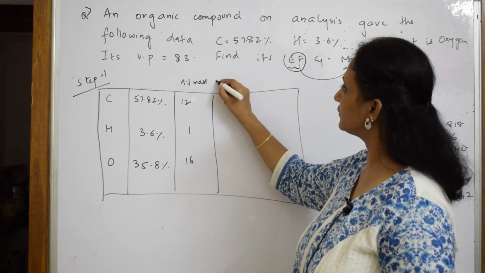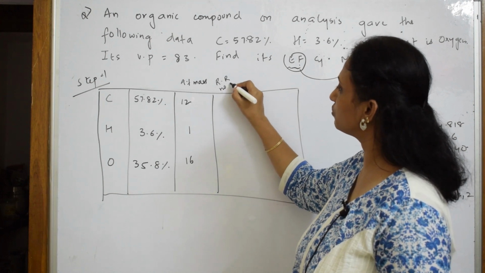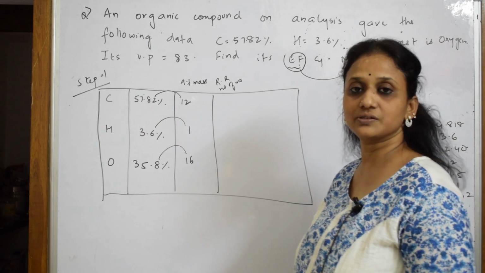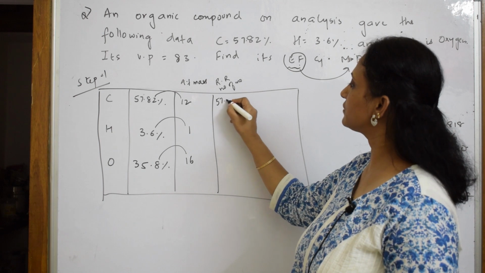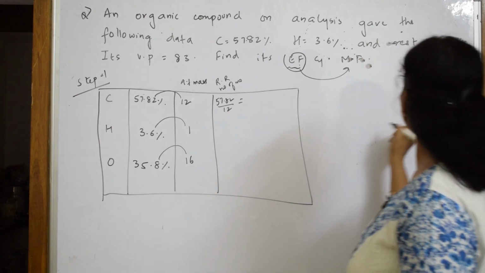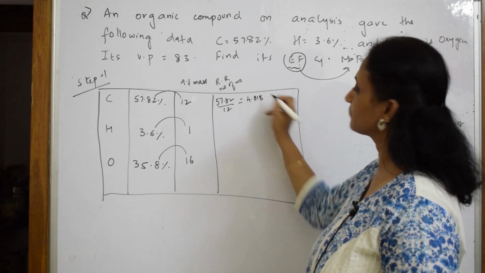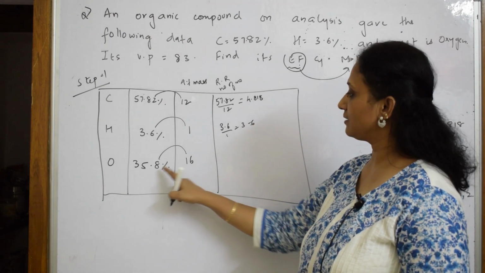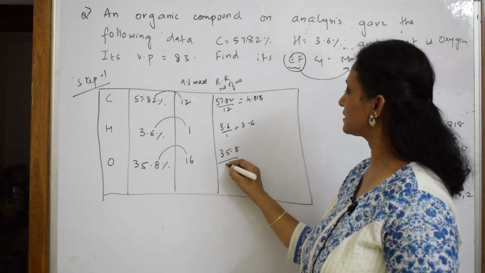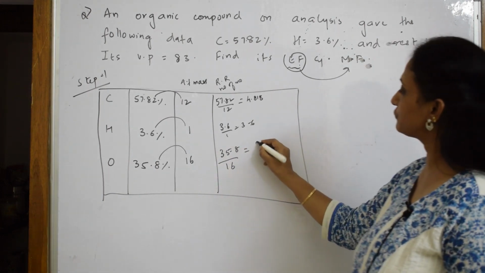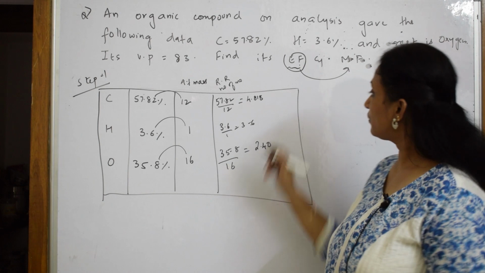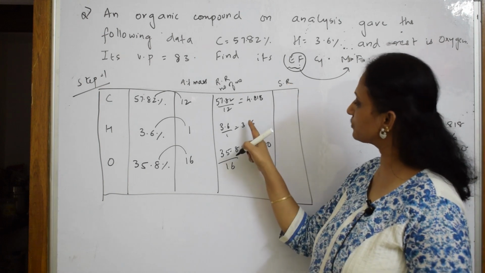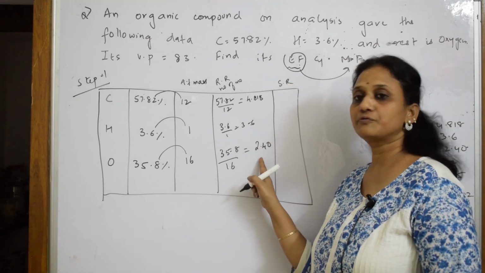Now I need to find the relative ratio for getting the number of moles. You're going to divide this by this, this by this, and this by this. When you divide 57.82 by 12, you get 4.818. In the second case, 3.6 divided by 1 is 3.6. In the third case, 35.8 divided by 16, you get 2.40. Now I'm going to find the simplest ratio. For that, I'm going to see which is the minimum value. 2.40 is the minimum value.